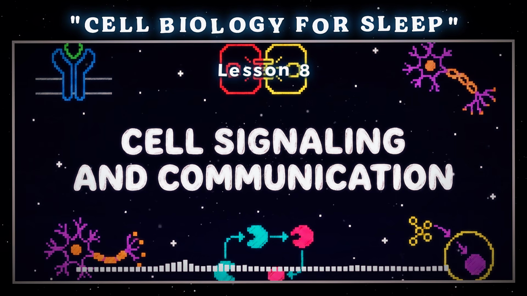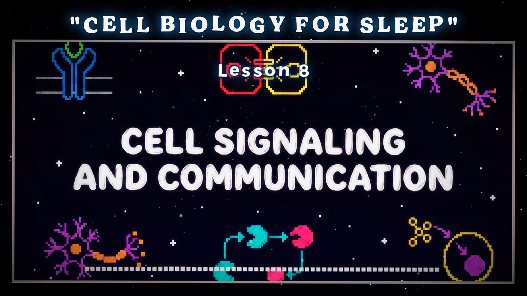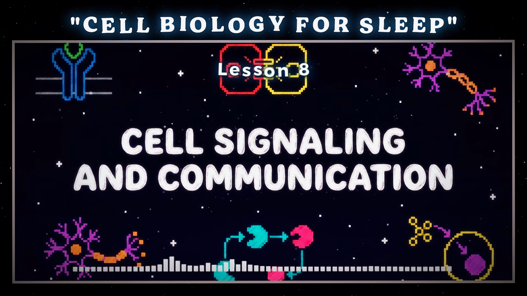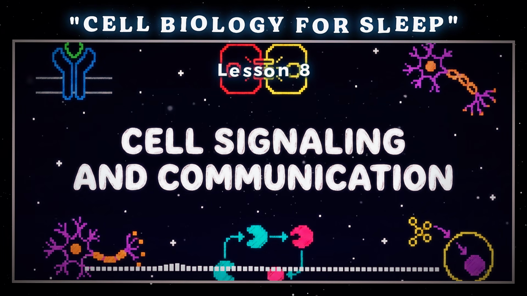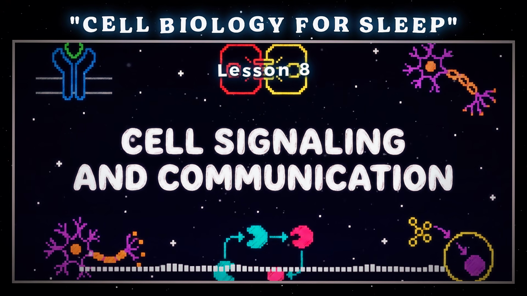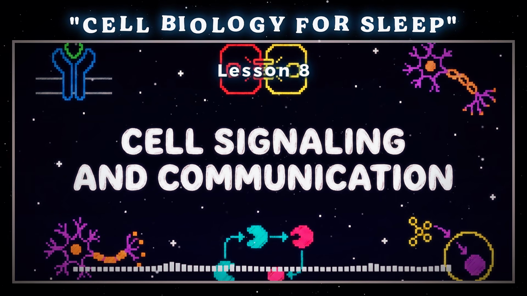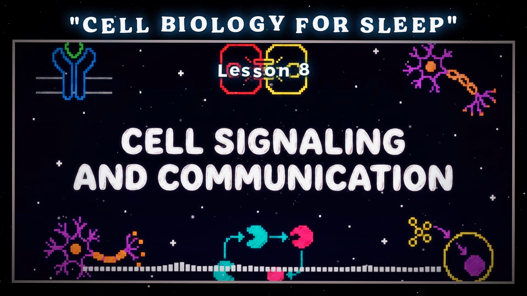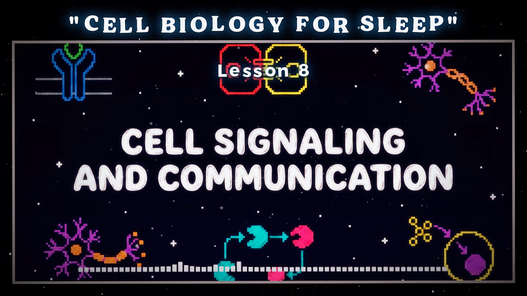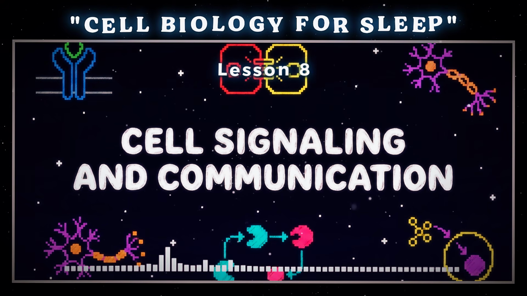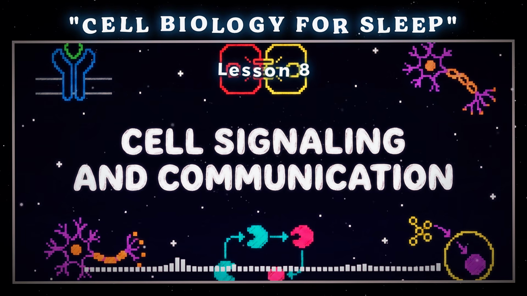But a word is useless if no one is listening. For a cell to hear, it must have ears. In the cellular world, these ears are receptor proteins. We discussed these briefly when we looked at the membrane. A receptor is a protein that sits on the surface of the cell, or sometimes inside it, waiting for a specific message. It is highly specific. A receptor for insulin will only listen to insulin. It will ignore adrenaline, dopamine, or estrogen. It is like a lock that can only be opened by one specific key.